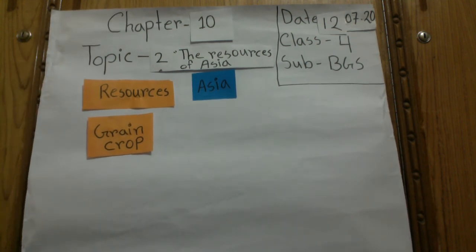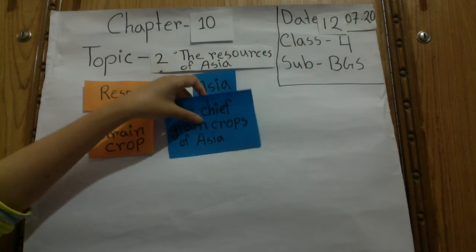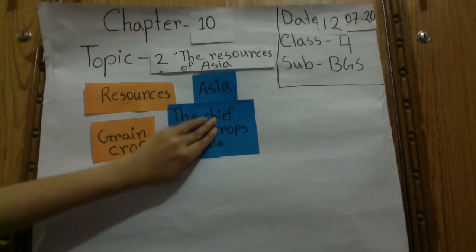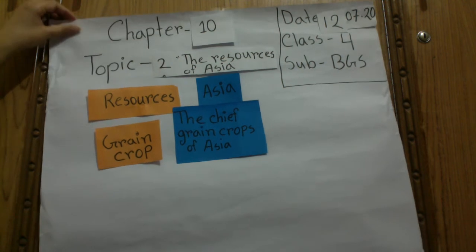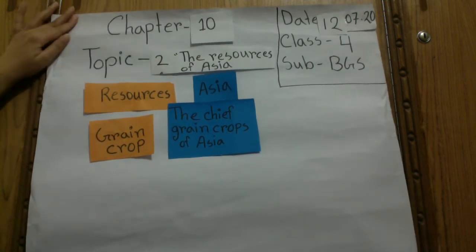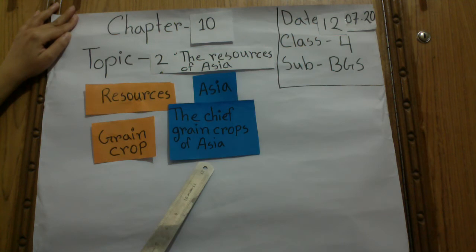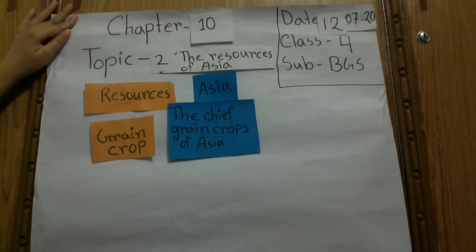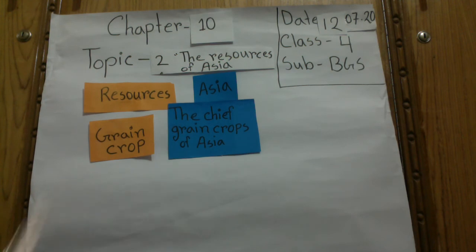So, do you know what are the chief grain crops of Asia? Or what are the names of the chief grain crops of Asia? Do you know? The chief grain crops of Asia are rice, wheat, corn, coconut, spices, etc. These are the chief grain crops of Asia.